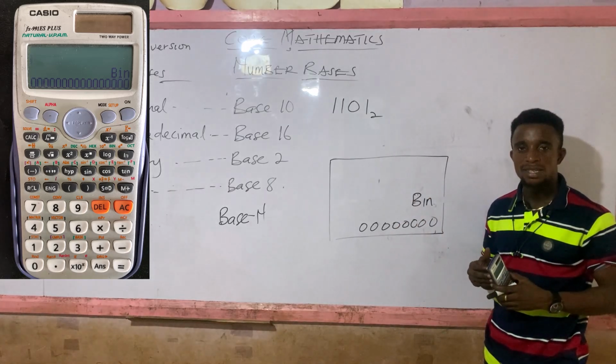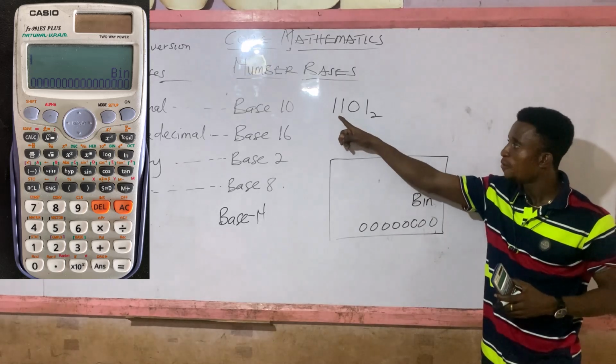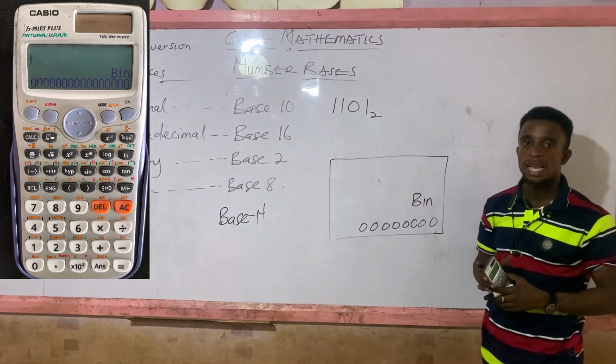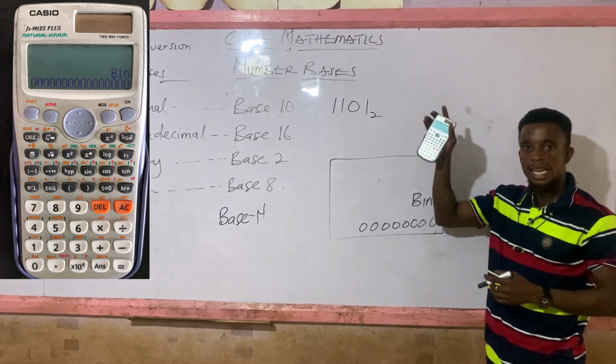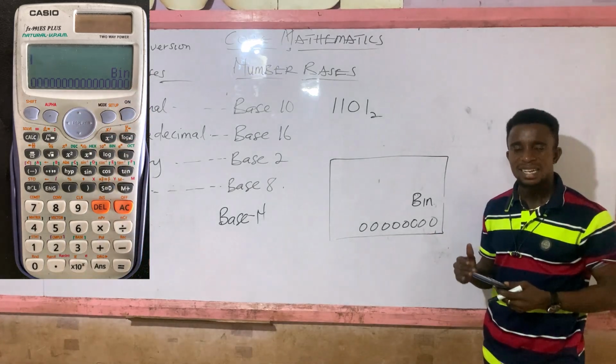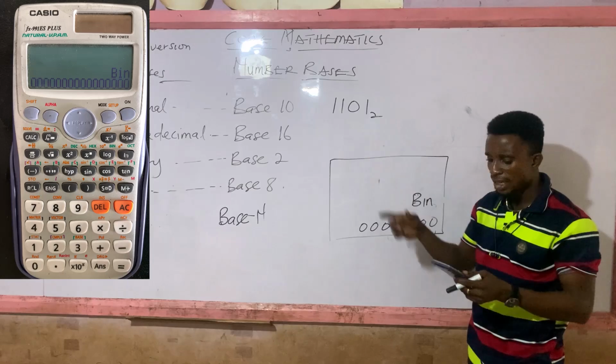Base 2 numerals. And since we are converting base 2 to base 10, now we can put this on the calculator. Meaning, since we are having bin, the calculator is ready to receive what? Base 2 numbers. Please, are we getting that? And what do we do? We now put this.